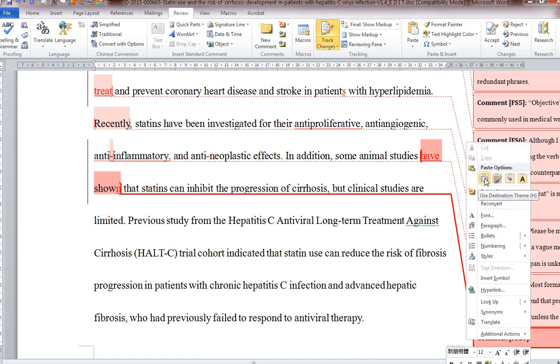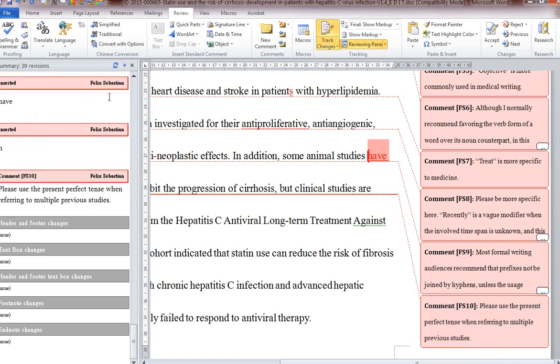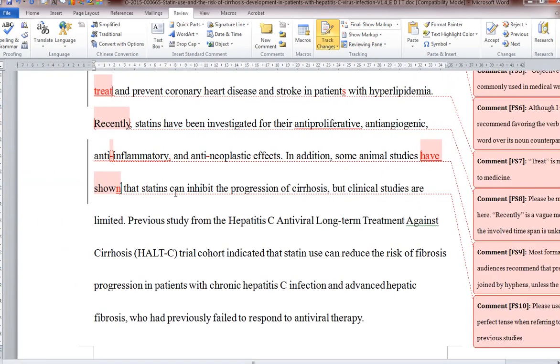It's a simple comment, but it will also explain some of the changes I make later. Present perfect tense. When it's a single previous study, we'll use the simple past tense. In this instance, that would be showed. Okay. The rest of this looks fine.